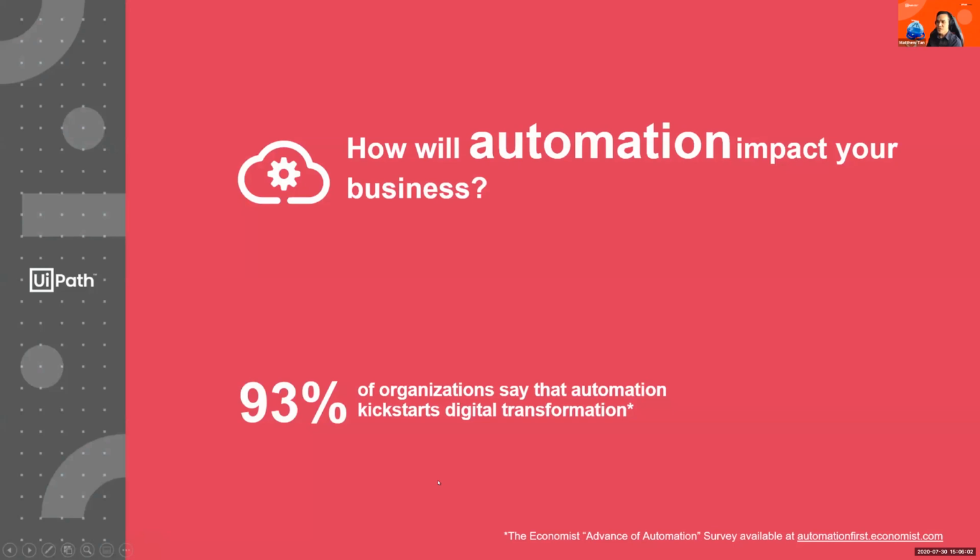So I think Anthony mentioned earlier that a lot of companies have tried to digitally transform their business. And after this pandemic hit, I think it's now mandatory for every company, regardless of size, to digitally transform their business. According to a survey done by The Economist on advancement of automation, 93% of the organizations surveyed say that automation kickstarts digital transformation. Because if you still rely a lot on manual labor, especially around computer-centric processes, chances are it's going to be very hard for you to digitally transform your business.